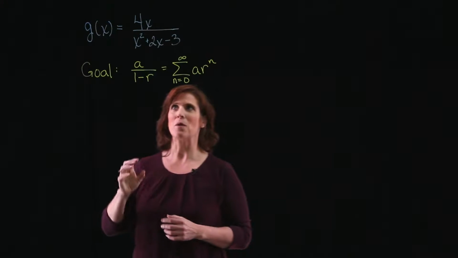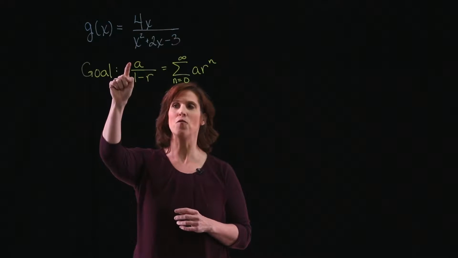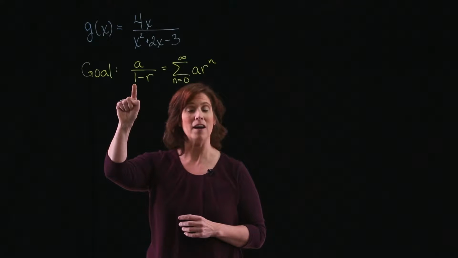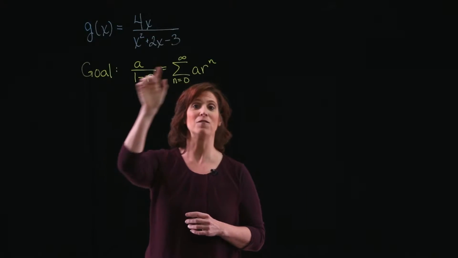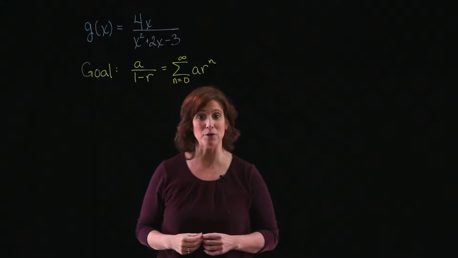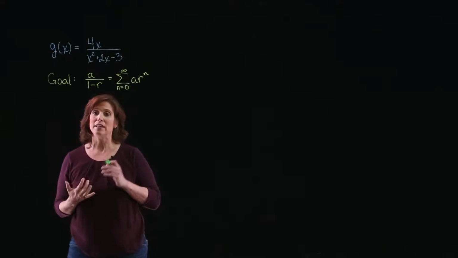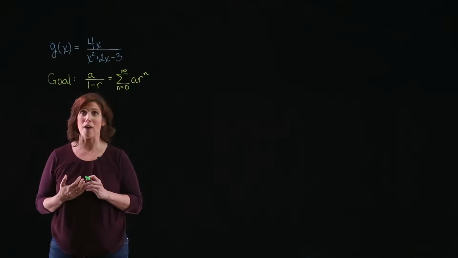So what I want to do is try to somehow figure out how to write my function g in the form a divided by 1 minus r. Because if I can do that, I can convert it over into this series type of notation. All right, so let's take a look at how I'm going to do that. I'll need to use a process called partial fractions.